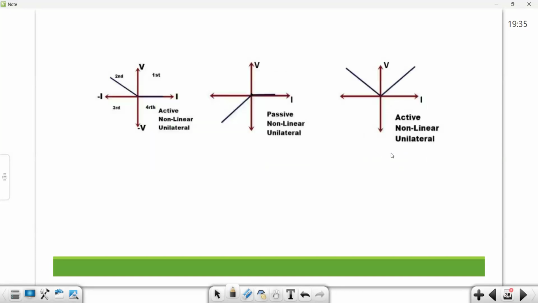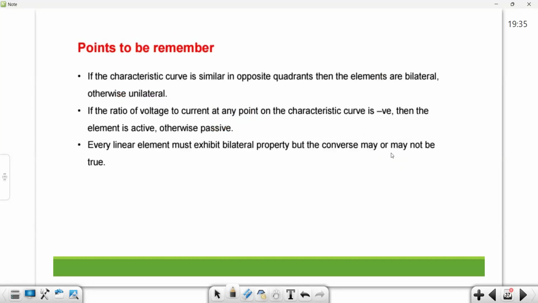Now, these are the points which you have to remember. If the characteristic curve is similar in opposite quadrants, that means first and third or second and fourth, then elements are bilateral, otherwise unilateral. If the ratio of voltage to current, that is V by I, at any point is negative, then it is called active, otherwise passive. Even if it is lying on both passive and active, we will call it active. I told you, no, that is what the second point is telling.